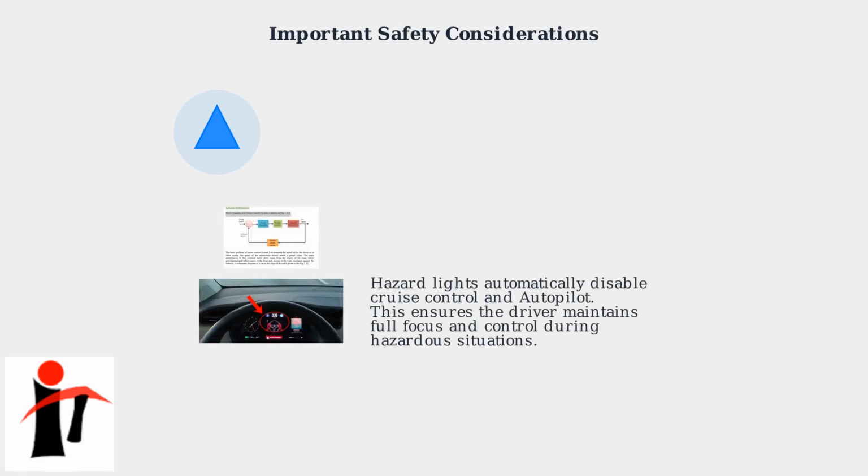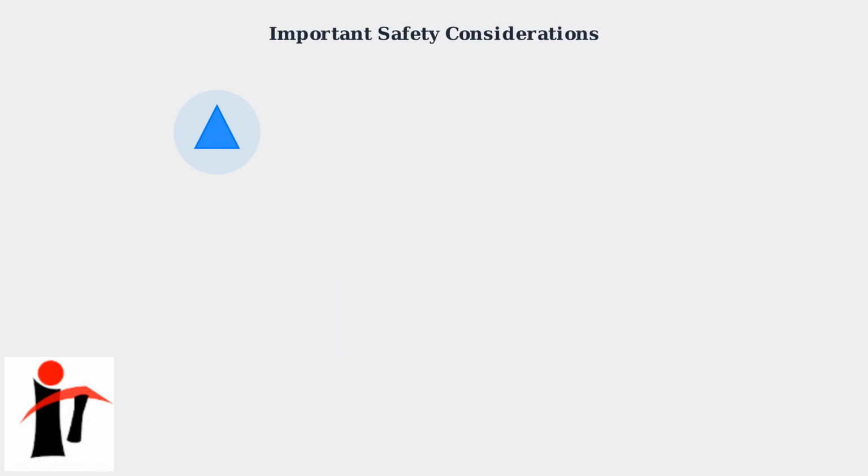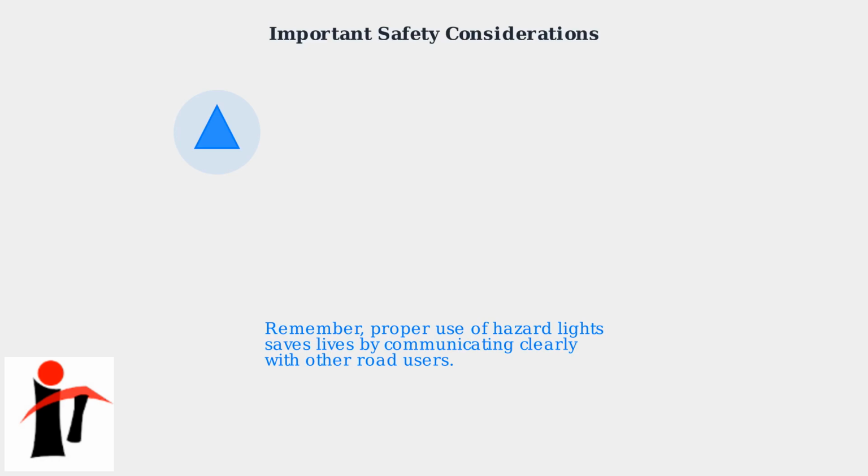When hazard lights are activated, they automatically disable cruise control and autopilot systems in the Tesla Model 3. This safety feature prevents the vehicle from operating autonomously during emergencies, ensuring the driver remains fully attentive and in control of the situation. It's a critical measure to prioritize human judgment in dangerous conditions. Proper and responsible use of hazard lights is essential for road safety. Always follow these guidelines to protect yourself and others on the road.